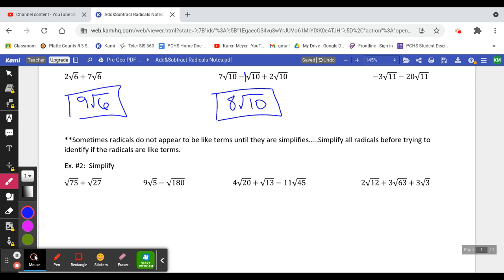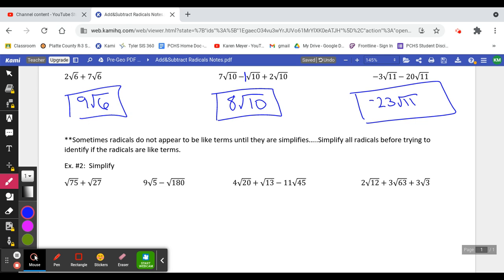Okay, last one here. Square root of 11, square root of 11. That's the same. So let's combine the outside numbers. So negative 3 plus negative 20 is negative 23 square root of 11. Done.